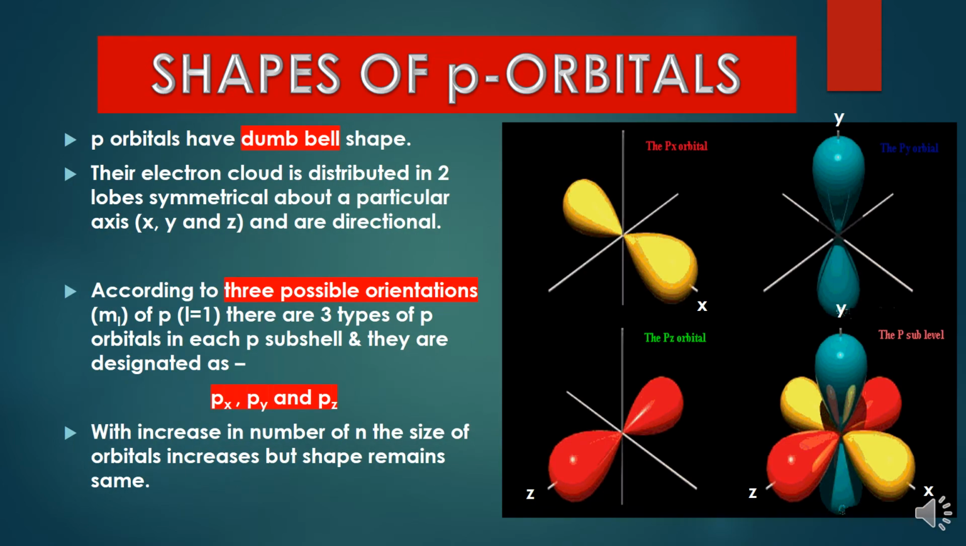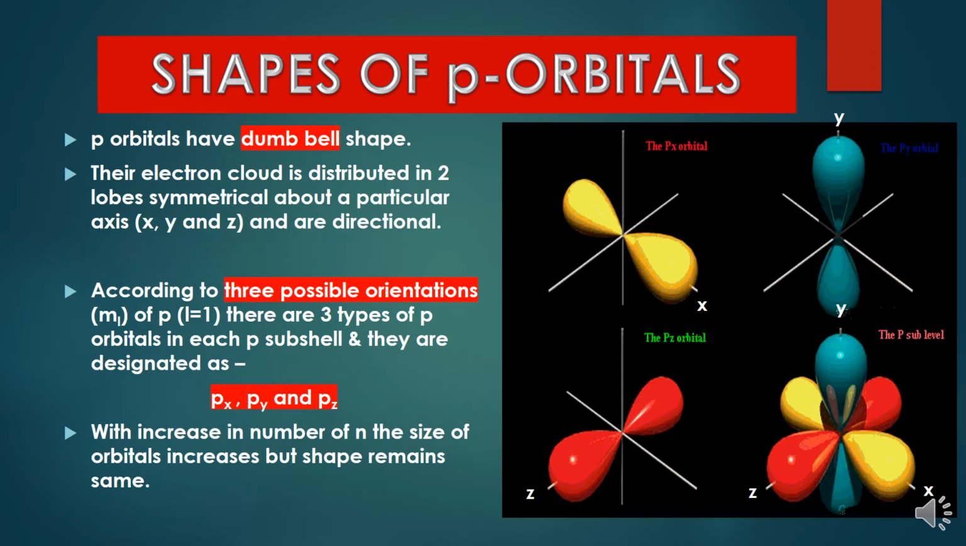Next is shapes of p orbitals. P orbitals are dumbbell in shape, meaning dumbbell-shaped type के इसमें two lobes होते हैं, where the electron cloud is distributed in two lobes symmetrical about a particular axis. एक particular axis पर वो दो lobes present हो सकते हैं. For example, when they are present along the x-axis, then those orbitals are called px orbitals. If the electron density clouds are present along the y-axis only in the form of two lobes, then those orbitals are called py orbitals, and if they are along the z-axis, then those p orbitals are called pz.